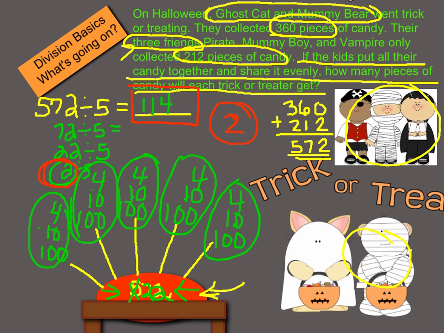The reason why we don't give out the 2 is because it wouldn't be fair. It would mean that two children would have 115 pieces and the other 3 would have 114. So what we do is we just write next to our problem that 572 divided by 5 is 114 with a remainder of 2. So they can go home and give that to their mom or whatever they want to do, or their teacher.